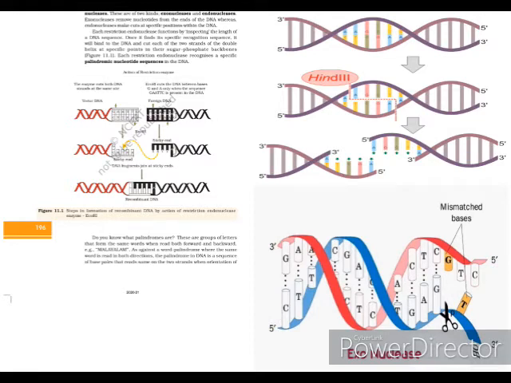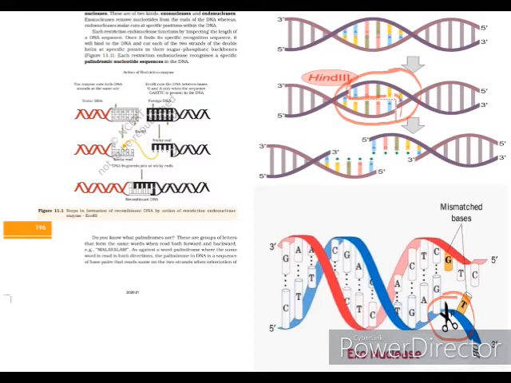Enzymes are classified into several types, and these restriction endonucleases come under the classification of enzymes called nucleases. Nucleases are the enzymes that cut the nucleotide bases, and these are of two kinds, exonucleases and endonucleases. Exonucleases are the enzymes that cut the nucleotides from the ends of the DNA. See here, exonucleases are cutting from the ends of the DNA and removing the nucleotides, whereas endonucleases make cuts inside the DNA at a specific position within the DNA. These are called endonucleases.